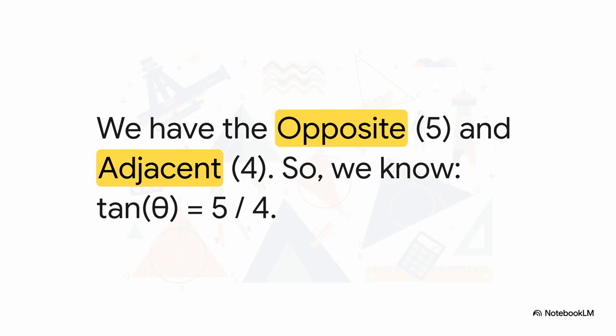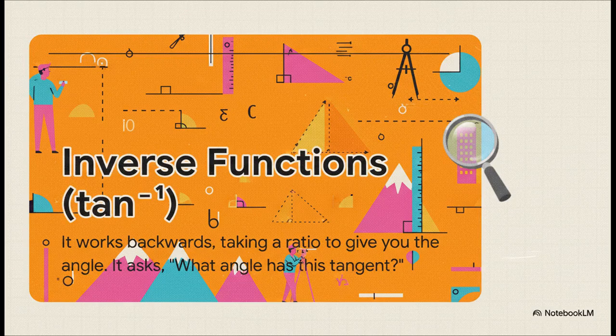Okay, so let's look at what we've got. We have the opposite and the adjacent sides. Well, that means we're using TOA again. This tells us that the tangent of our mystery angle theta is equal to 5 divided by 4. But how do we get theta out of there? To do that, we have to kind of work backwards, and we use something called an inverse function.